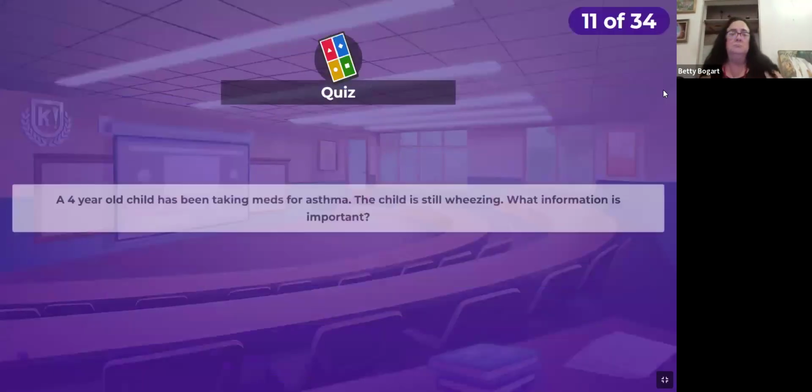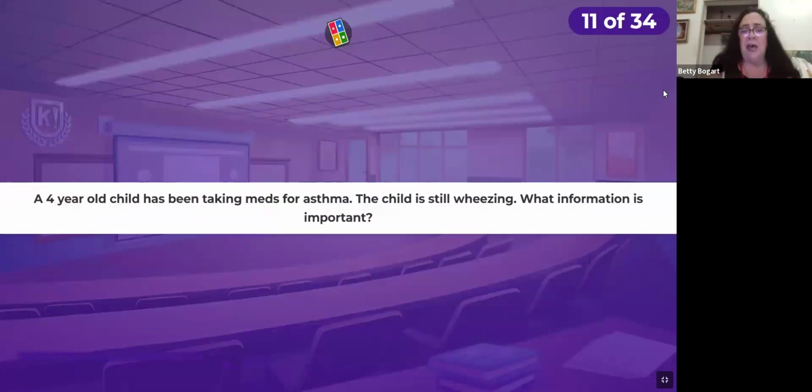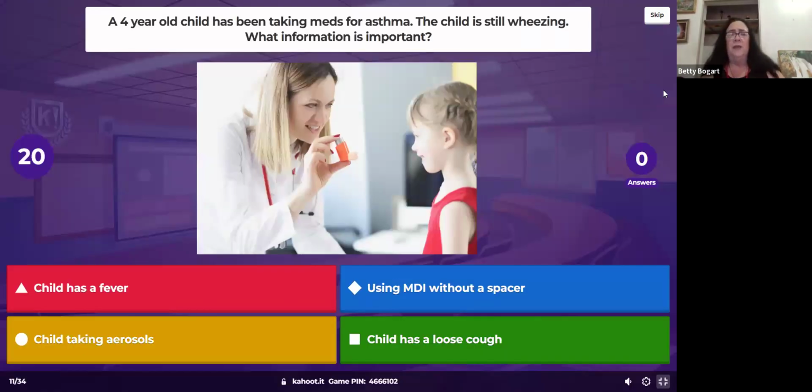I'll let you know. A 4-year-old child has been taking meds for asthma, and the child is still wheezing. So, what information is important? Why is the kid still wheezing? Is he just that sick, or is there a problem?